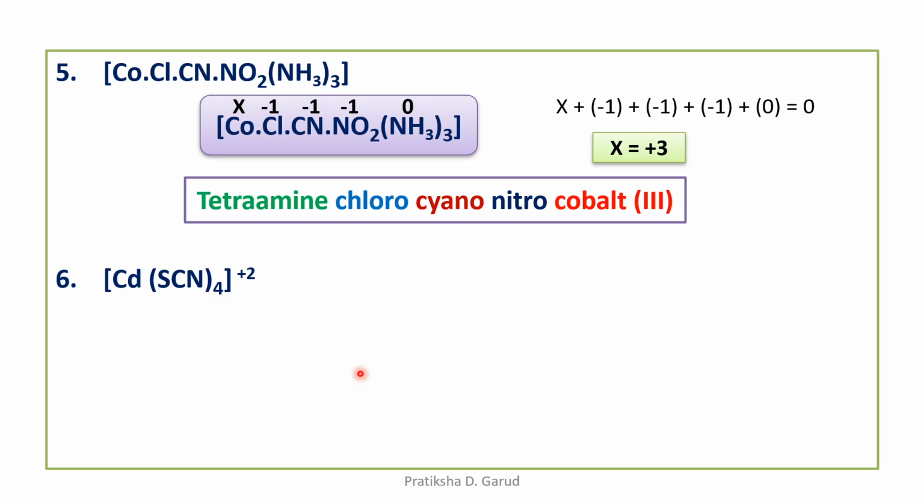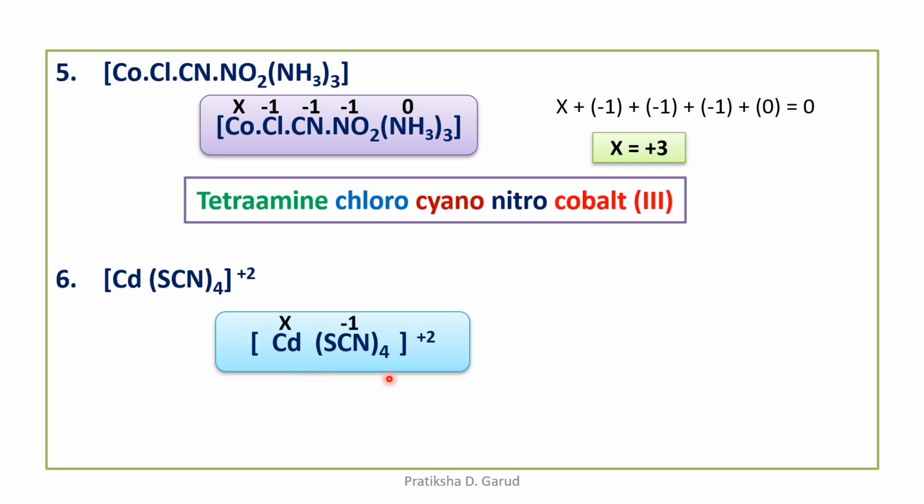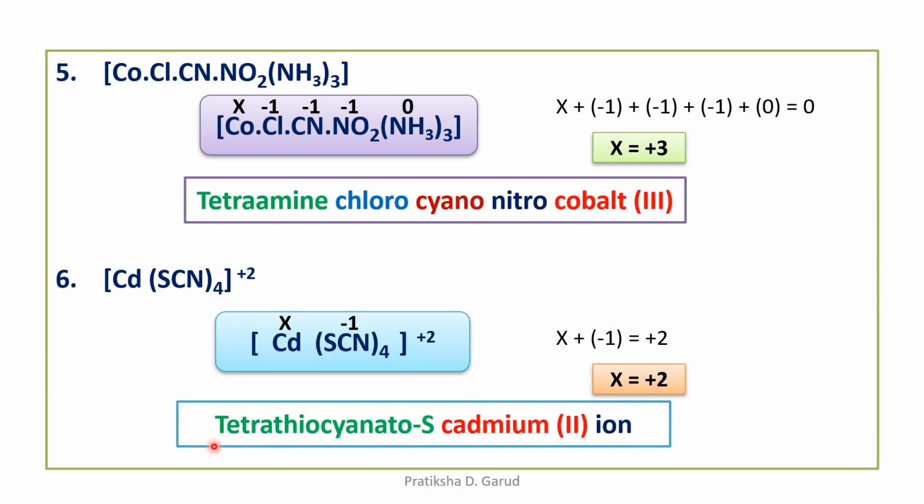Right. So for this complex ion, let us draw the structure. In this structure, this cadmium is the central metal ion, for which we have to put the X. Then SCN is a negative ligand which is having the charge -1, and outside the square bracket we are having the +2 charge. So the oxidation number becomes X plus -1, which is equals to +2. So the oxidation number is equals to +2, and hence the name becomes tetrathiocyanato-S cadmium +2 ion.